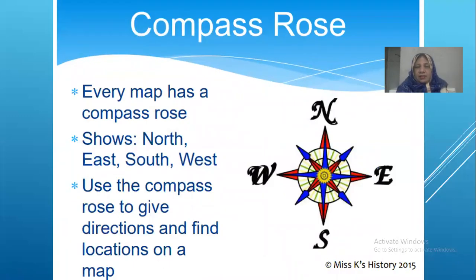Another important component, which we saw in the beginning, is the compass rose. This is the compass rose, showing the directions north, south, east and west. All four major directions are shown. Every map has a compass rose. Use the compass rose to give directions and find locations on a map.